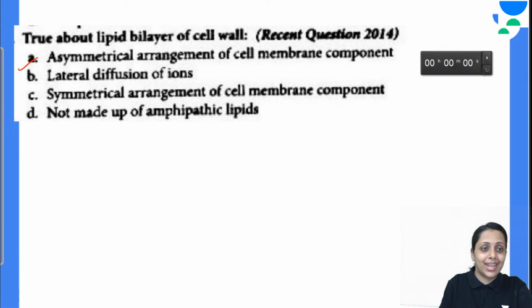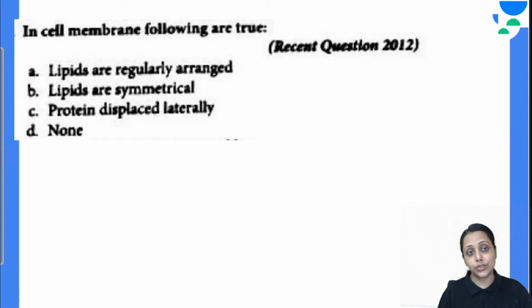Lipid layer provide asymmetrical arrangement to our cell membrane. Different types of lipid are there. Some are present at outer side, some are present at both sides, some are present only at the inner side. So they provide asymmetrical arrangement to cell membrane.